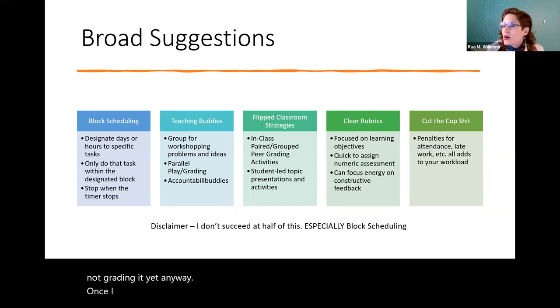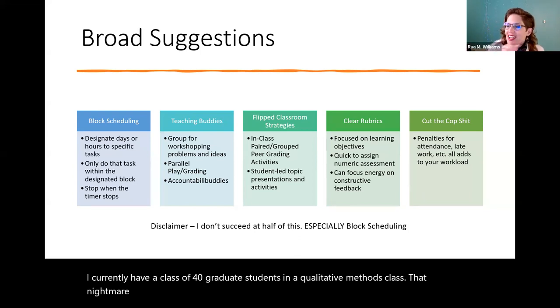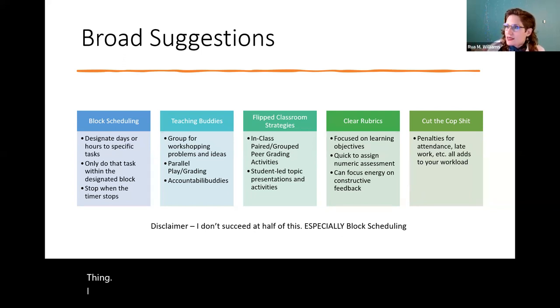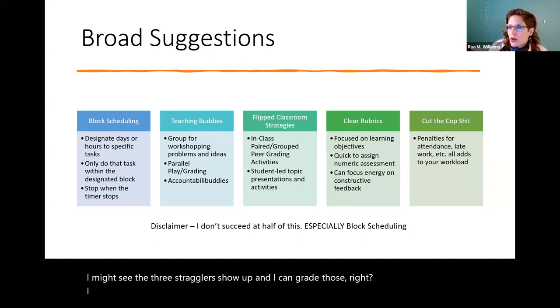Once I get through all of these, I currently have a class of 40 graduate students in a qualitative methods class, the fucking nightmare. Once I get through the 37 students that have submitted this midpoint thing, I might see the three stragglers show up and I can grade those, right? We can talk about whether or not penalties for late work are effective or not, but this is what I get into fights about on the internet.